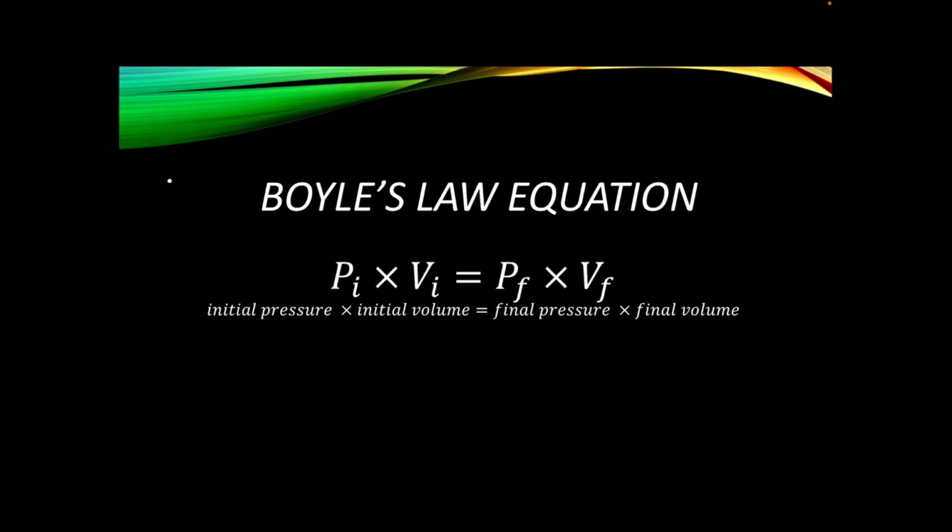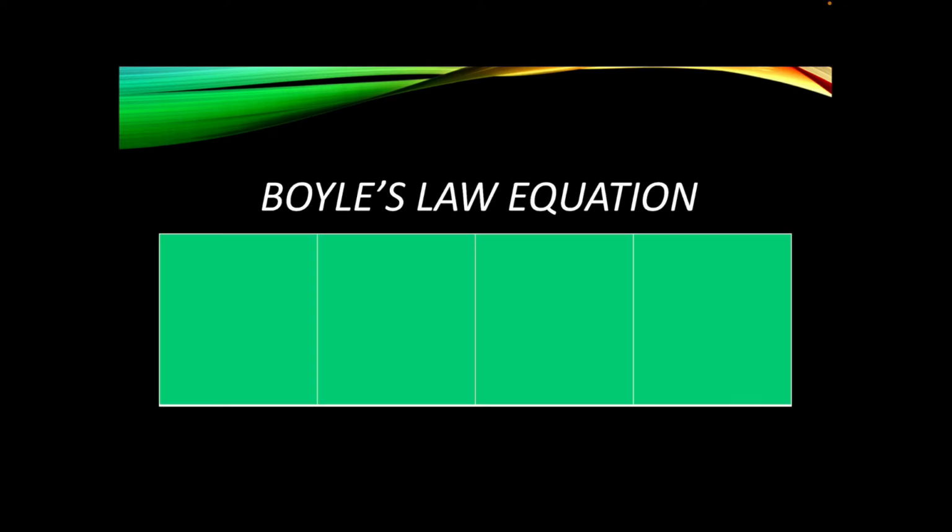So Boyle's law has an equation. The equation is the initial pressure times the initial volume equals the final pressure times the final volume. Make sure that you are clear in labeling which is the initial pressure and initial volume, and which one is the final pressure and final volume. You can see that the initial pressure is abbreviated with a little i, same thing with initial volume, and the final pressure and final volume are abbreviated with a little f.